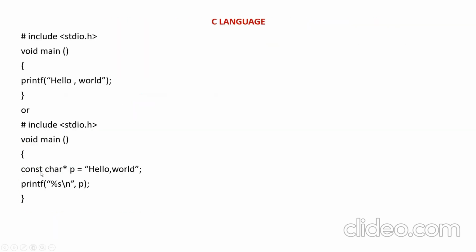I have told you const char star p is equal to hello world. This p is nothing but a pointer. It is nothing but an address. It is actually pointing to a location. That location, I am saying, must hold this particular string in it. This string must be only printed over here. That is the meaning of these two statements over here.